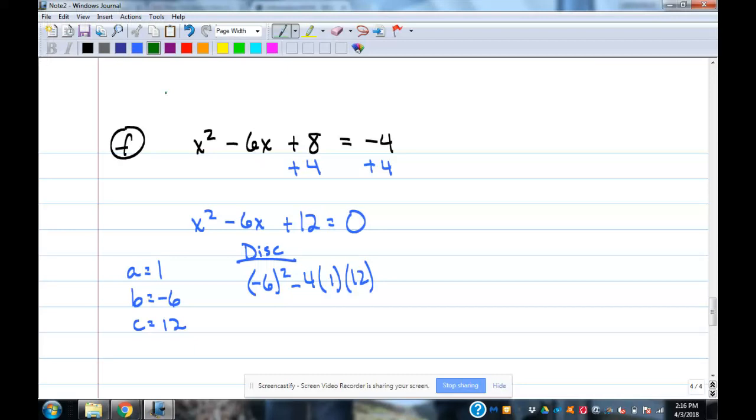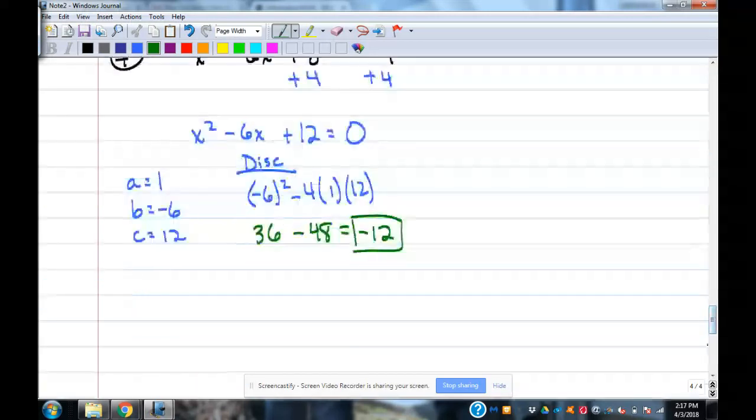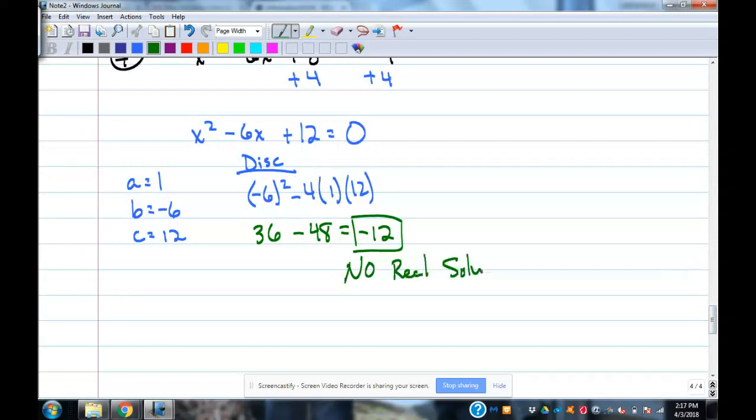Work it out. What's negative 6 squared? 36. 4 times 1 is 4, times 12 is negative 48. What's 36 minus 48? Negative 12. What's that tell us about our problem? No real solutions. That's it. Then you don't have to do anything else after that.